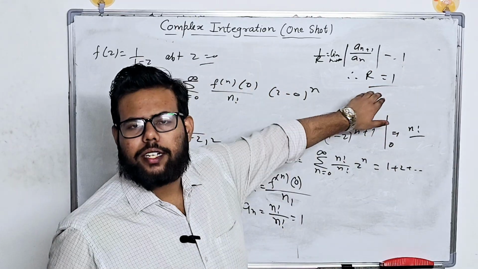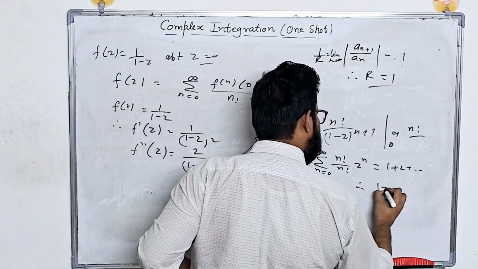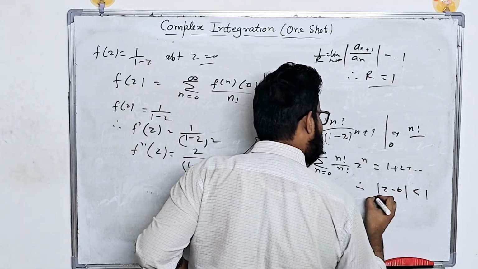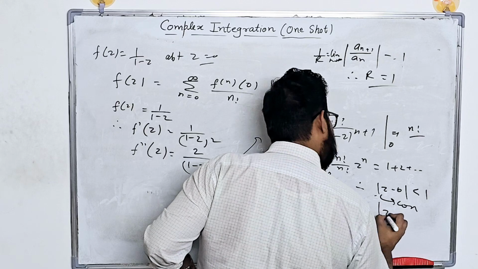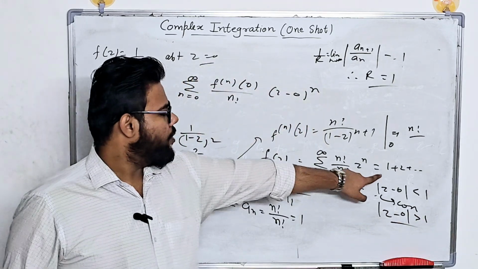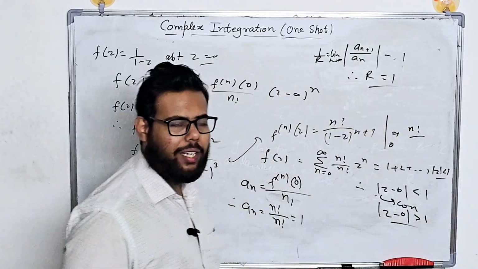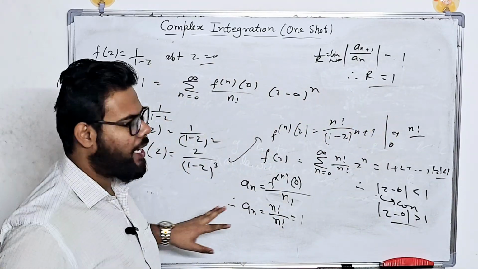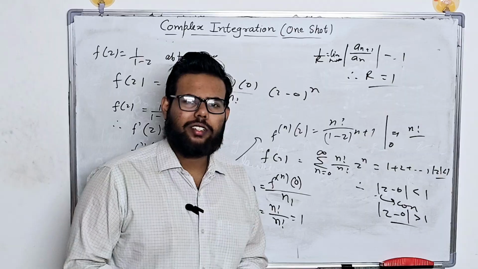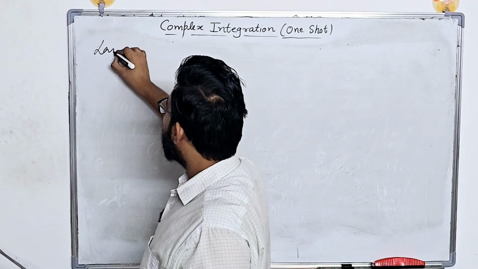So this is the radius of convergence for the Taylor series, right? Hence if mod z minus 0 is less than 1, then this is convergent, and if mod z minus 0 is greater than 1, then it is divergent, right? So here it will be mod z less than 1, right? Okay, so this is the basic idea of the Taylor series, right? So now let's move to the next concept. Now let's study the Laurent series.